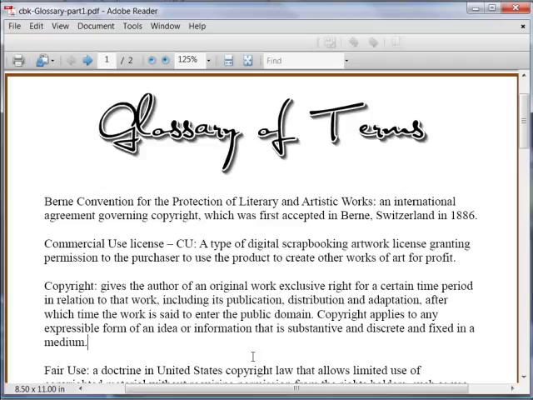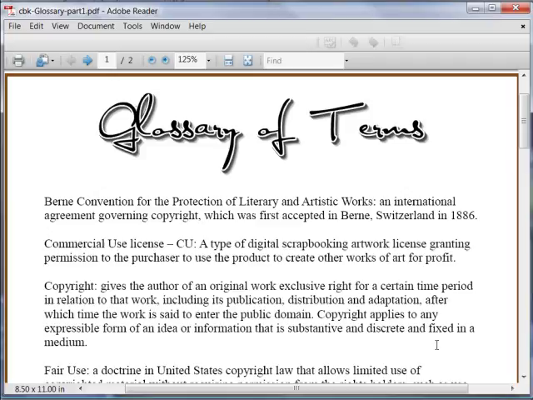Copyright applies to any expressible form of an idea or information that's substantive and discrete and fixed in a medium. Fixed in a medium means it's painted, recorded, produced. Even if it's pixels and it's not even a physical product, it's an idea and a creative expression that's in a fixed form. It's a computer file, but it's a fixed form. That gives the owner of that design copyright.